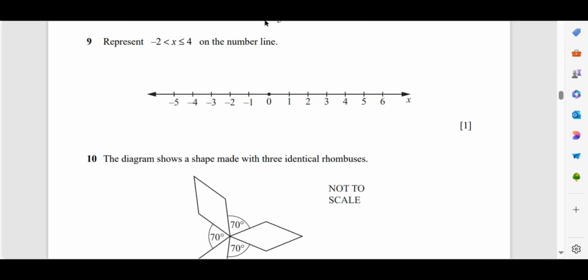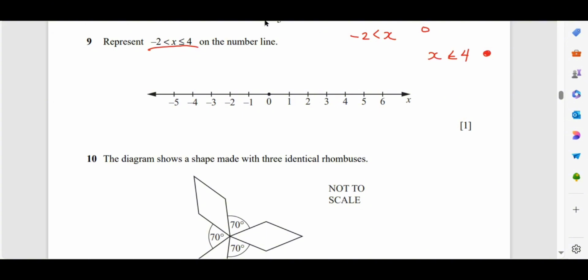Okay, so number 9 question is that we are asked to represent this on a number line. Okay, so this is a combined inequality where you can actually split it: minus 2 is less than x, and x is less than or equal to 4. So you can actually represent them individually. Remember, for this one we make use of a shaded circle.